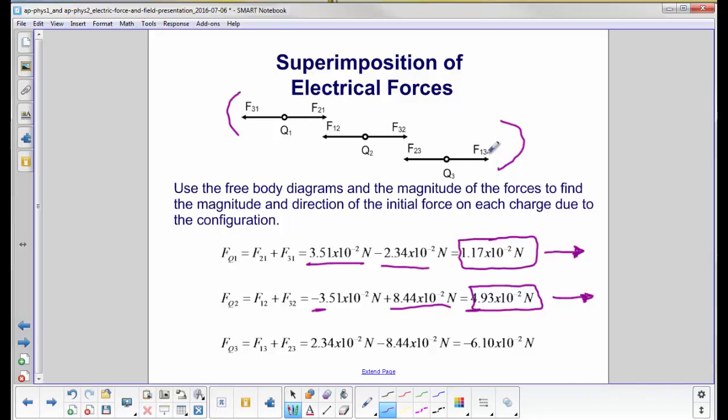Charge 3, I have a positive force 1, 3, that's this guy. And then 2, 3 is going to the left, that's a negative. I add those two numbers, and I get a negative resultant force. So which way is charge 3 going to move initially? Well, it's going to move over to the left.